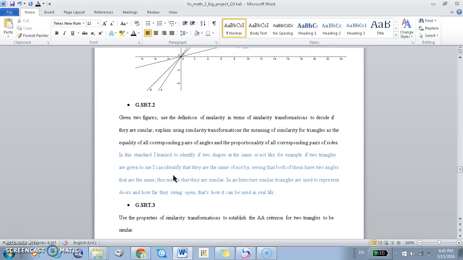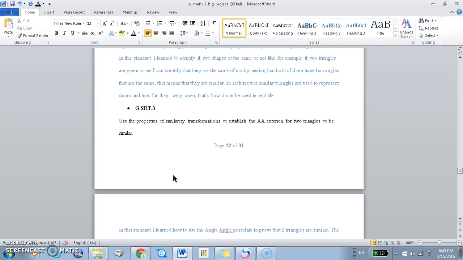But if that's one of the ways. So in architecture, similar triangles are used to represent doors and how far they swing open. So that's how it can be used in real life.